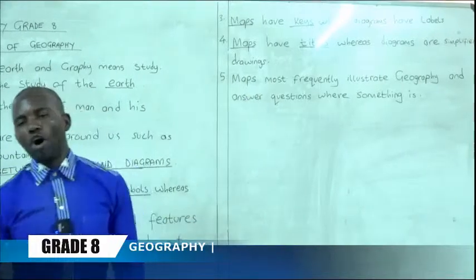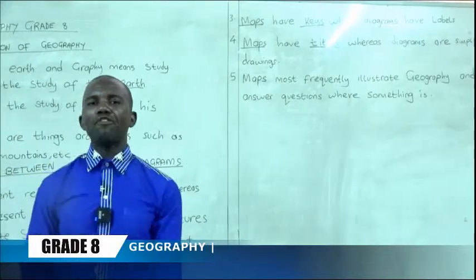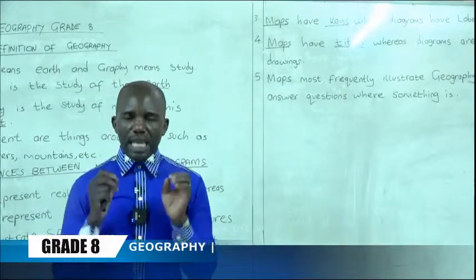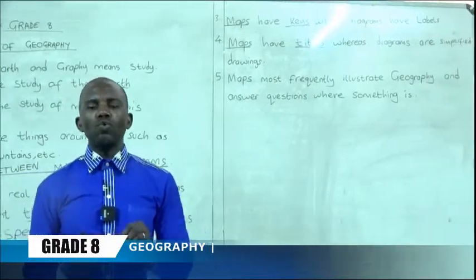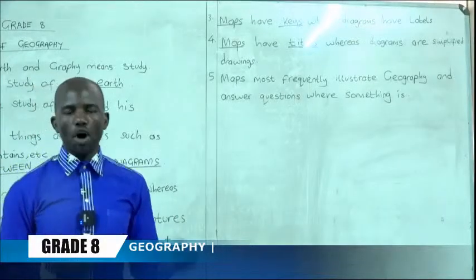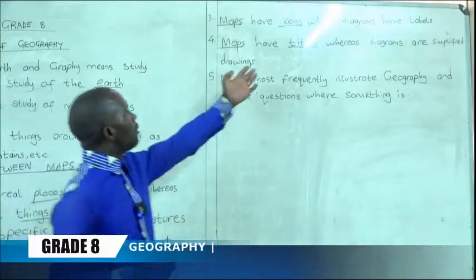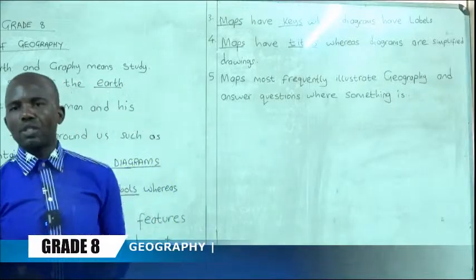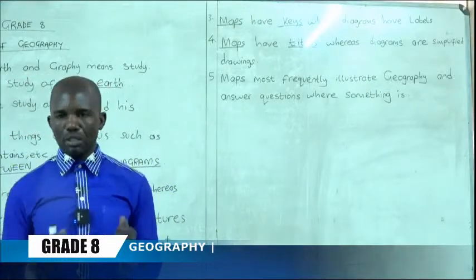We go to point number 4. Maps also have titles. Each specific map must have a title. That title will describe the purpose of that map which is drawn. Whereas diagrams, on the other hand, are just simplified drawings that could be sketched.